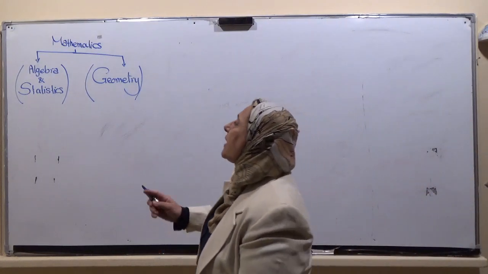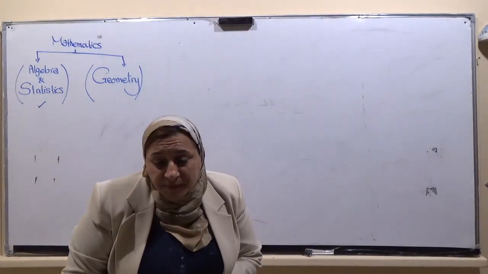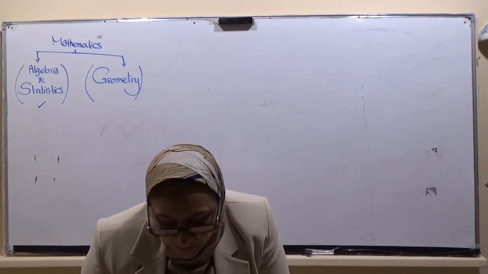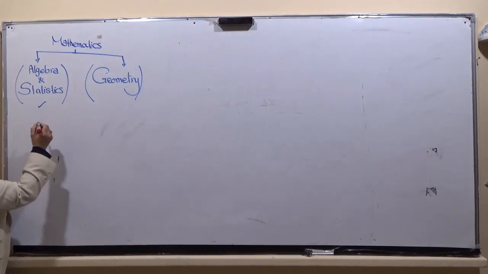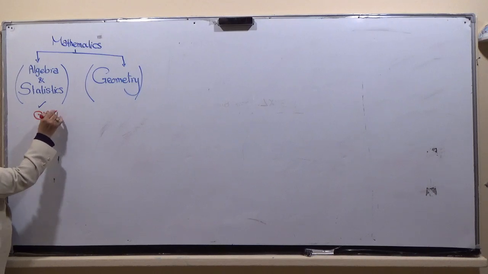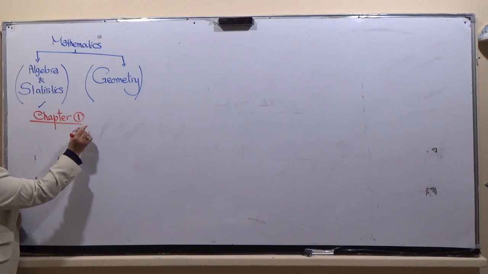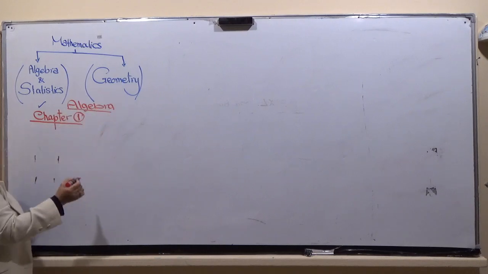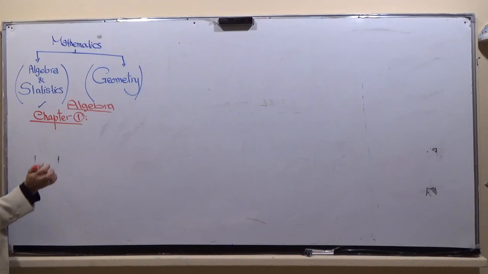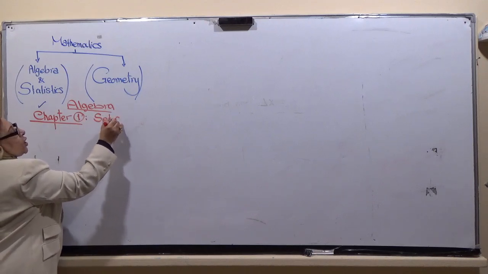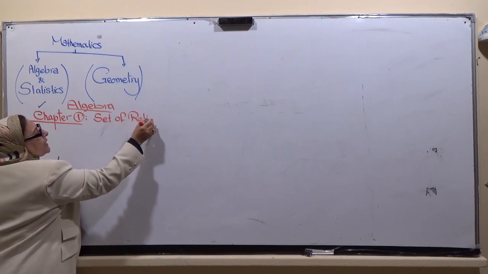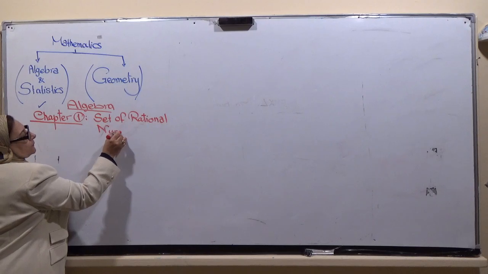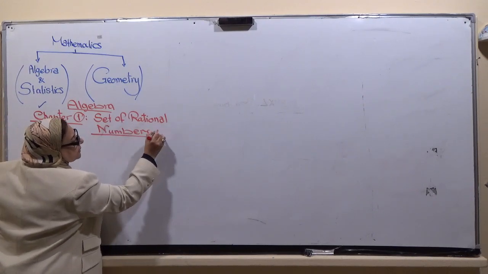We shall start today in the first branch, which is the algebra. Algebra is simple and very funny. We see problems in life. Let us start chapter 1 in algebra, which is the set of rational numbers.